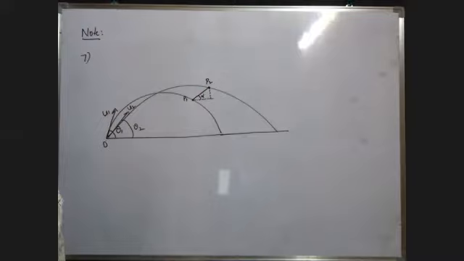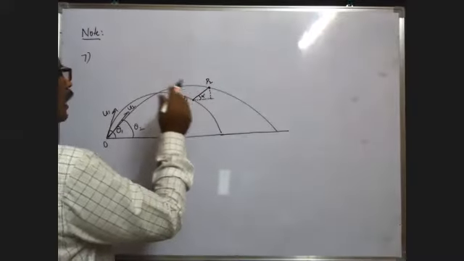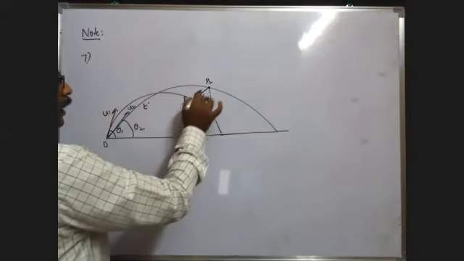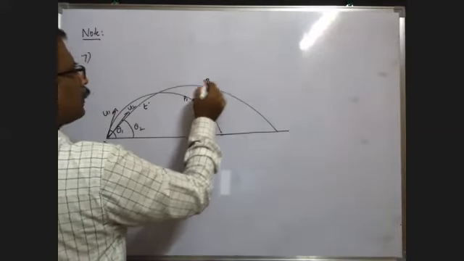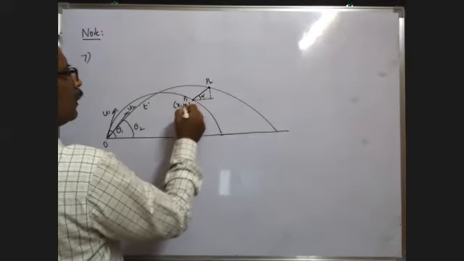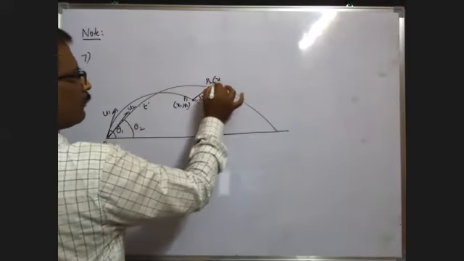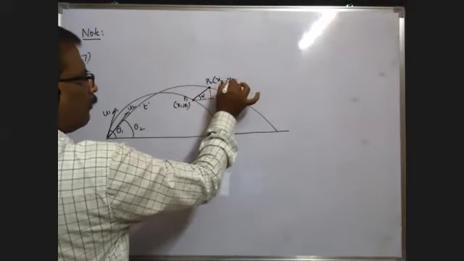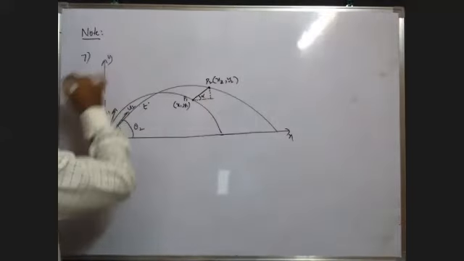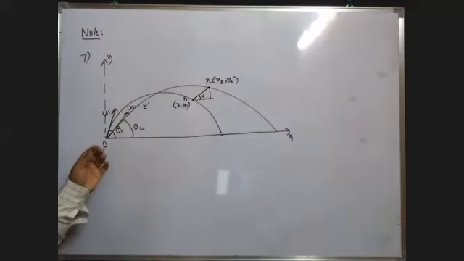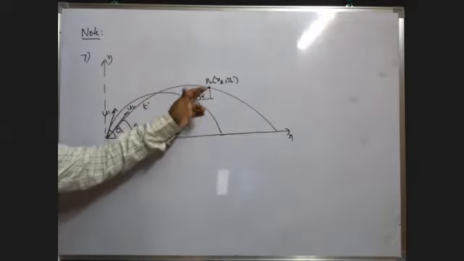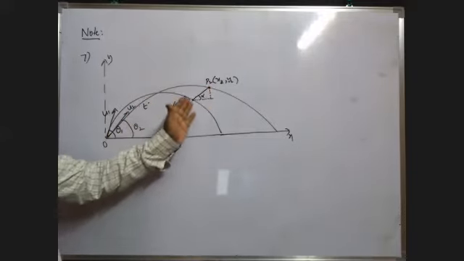Now suppose t seconds after these two projectiles reach the points P1 and P2, the coordinates of the first projectile at this point are x1, y1. For the second projectile, the coordinates of this point are x2, y2. Suppose this is the x-axis, this is the y-axis. Then this is the origin, the point of projection. After t seconds, the coordinates of the points are x1, y1 and x2, y2.